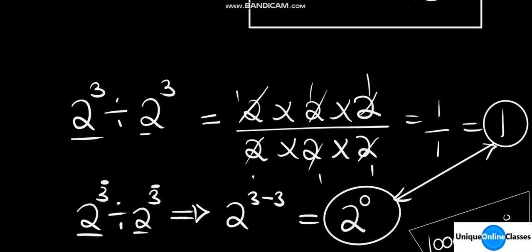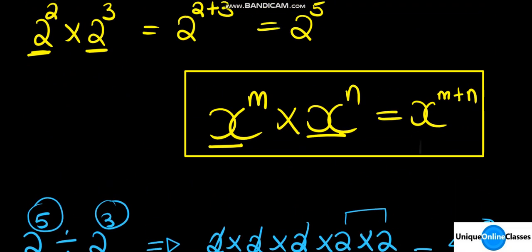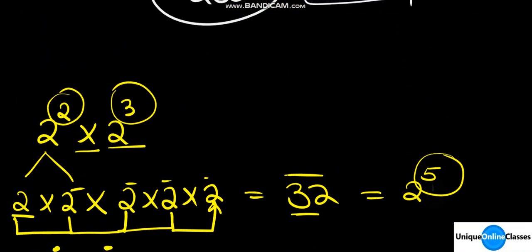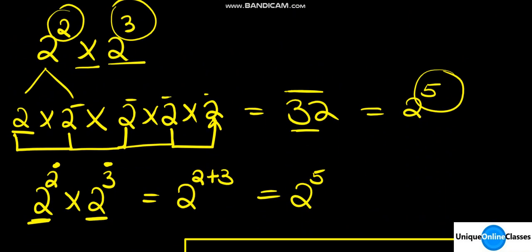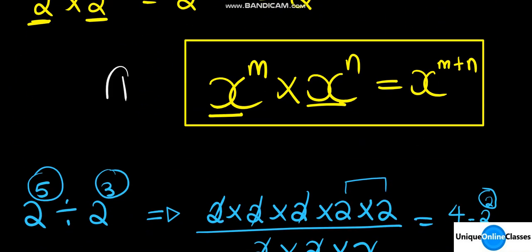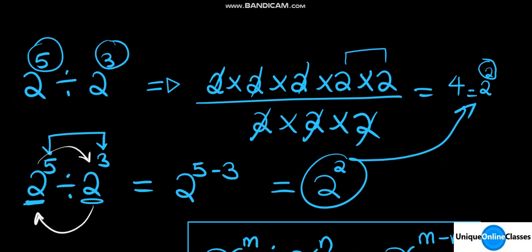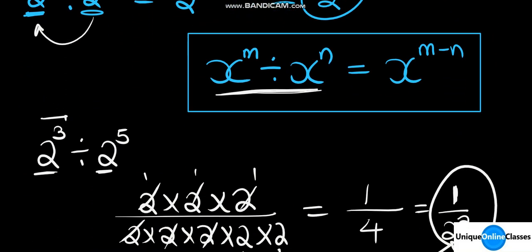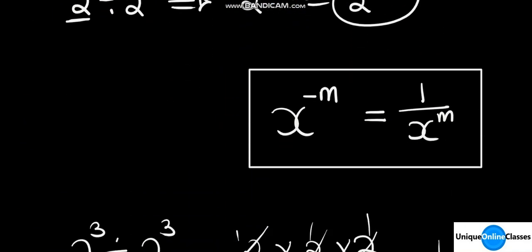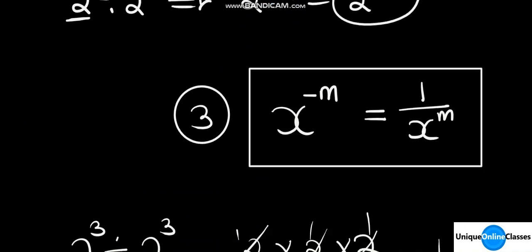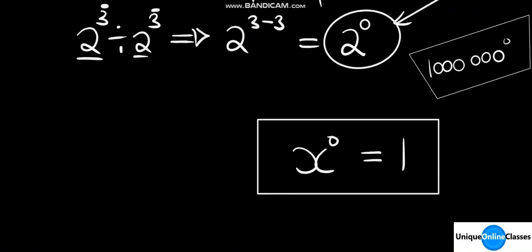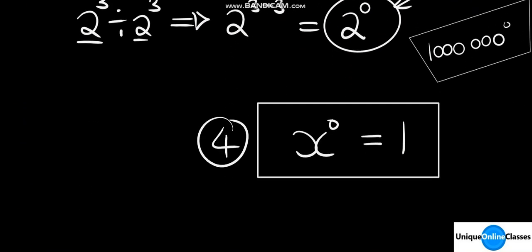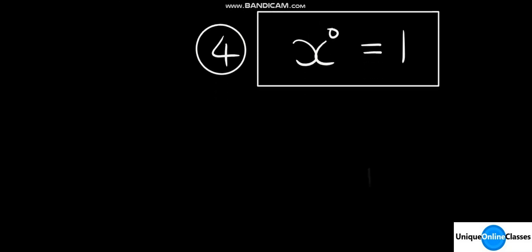So let's now start counting the rules. We started here, so this is rule number 1. Then we have rule number 2. Then here rule number 3. And there rule number 4. So this is rule number 4. Let's now move on to rule number 5.